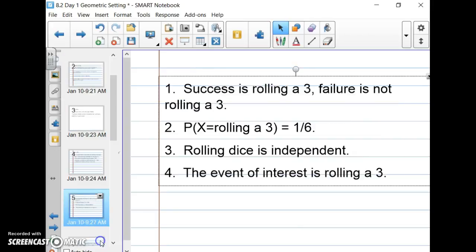The answer is that this is geometric. So 1, success is getting a 3 and failure is not rolling a 3. 2, the probability of rolling a 3 is not given, but we can calculate it. It's 1 in 6. Rolling dice is always independent. And then number 4, we are given an event of interest, which is rolling a 3. So, yeah, this one is definitely geometric.